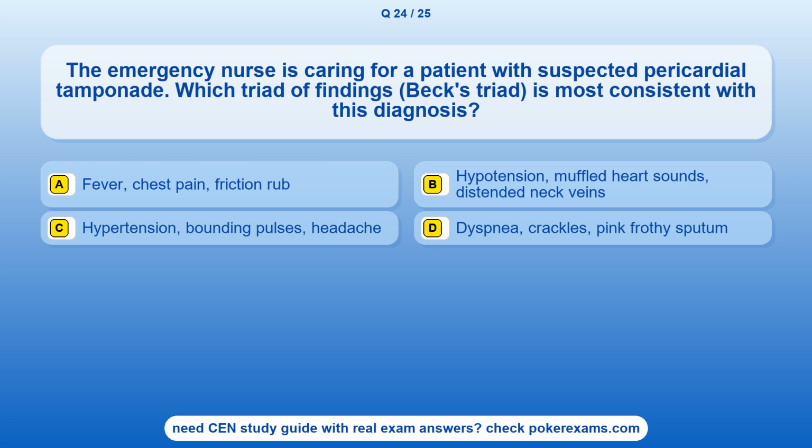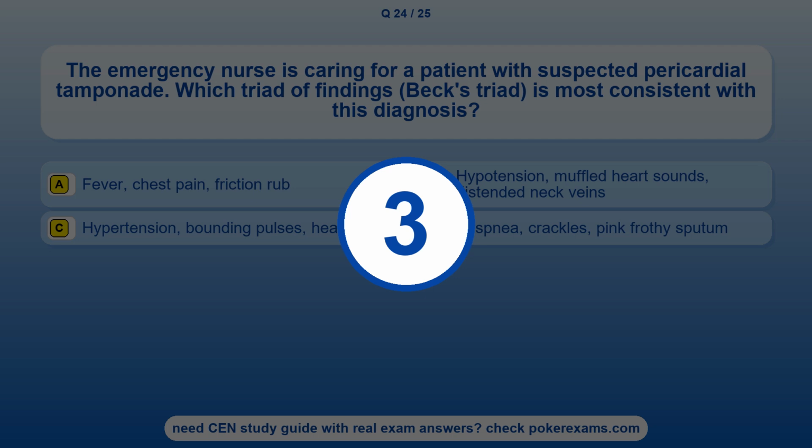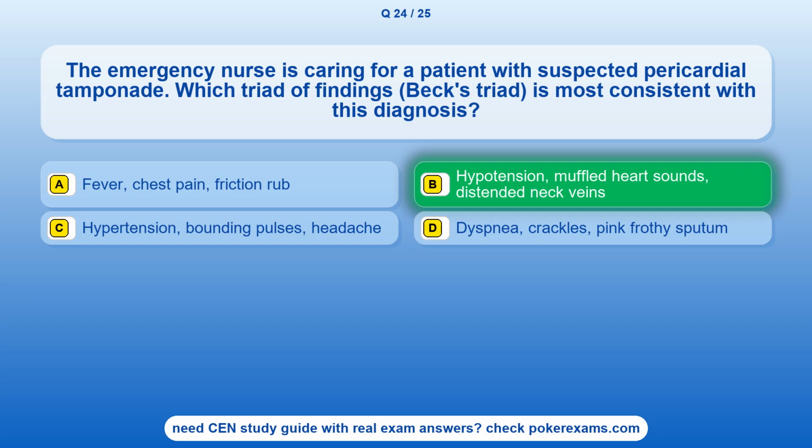Question 24. The emergency nurse is caring for a patient with suspected pericardial tamponade. Which triad of findings, Beck's triad, is most consistent with this diagnosis? Option A, fever, chest pain, friction rub. Option B, hypotension, muffled heart sounds, distended neck veins. Option C, hypertension, bounding pulses, headache. Option D, dyspnea, crackles, pink frothy sputum. The correct answer is option B. Hypotension, muffled heart sounds, distended neck veins.